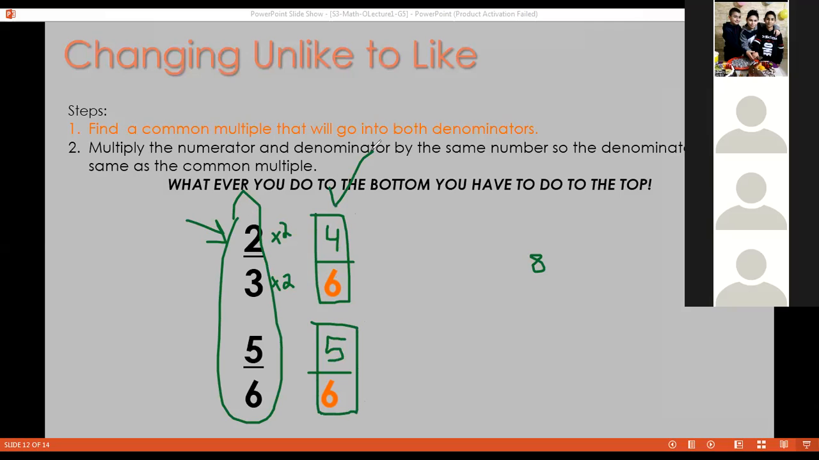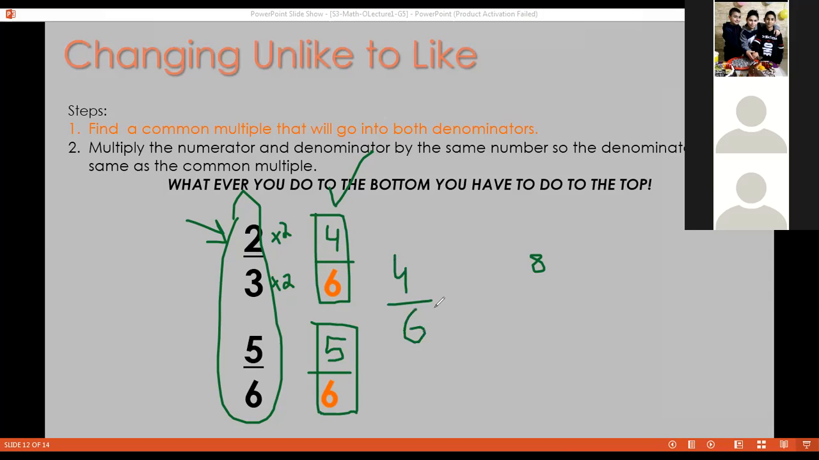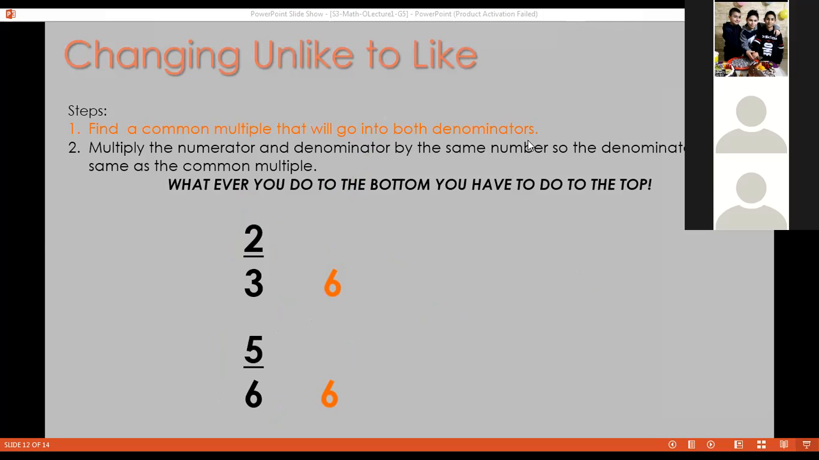So I changed the unlike fractions into like fractions. Can I add them now? Yes. Can I subtract them? Yes. Now I can do whatever I want. Let us add them. What's 4 over 6 plus 5 over 6? It's 9 over 6. It's very easy, right? So since we are done, let us practice some of them. That's our lesson, and now I need to practice more. Let us continue.